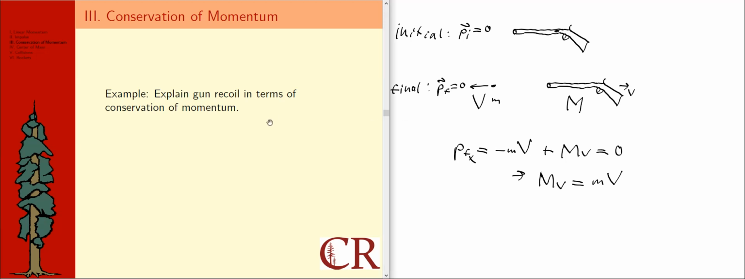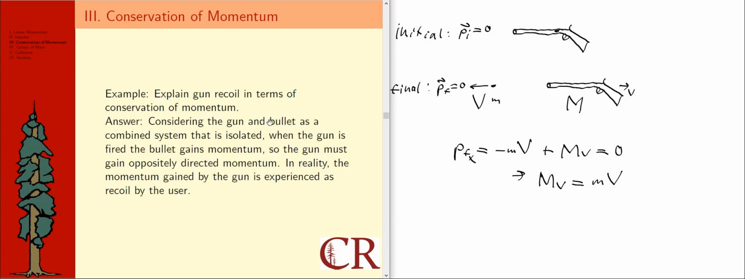Let's check this against the answer here. It says, considering the gun and bullet as a combined system that is isolated, when the gun is fired, the bullet gains momentum. So the gun must gain oppositely directed momentum. It doesn't say that there, but it's the same amount of momentum, as we saw. In reality, the momentum gained by the gun is experienced as recoil by the user.